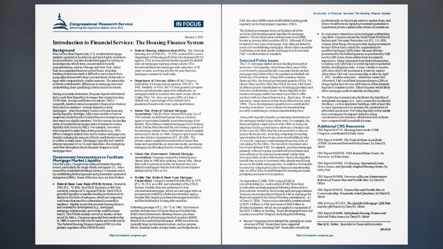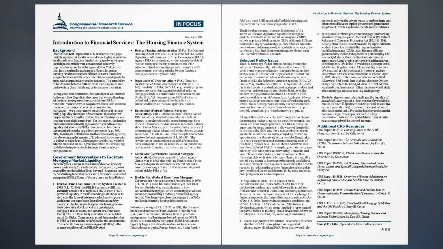The FHLBs initially served as lenders of last resort for S&Ls. Congress expanded their membership in 1989 to serve in that role for banks and credit unions. The Federal Housing Finance Agency (FHFA) is the primary regulator of the FHLB system.